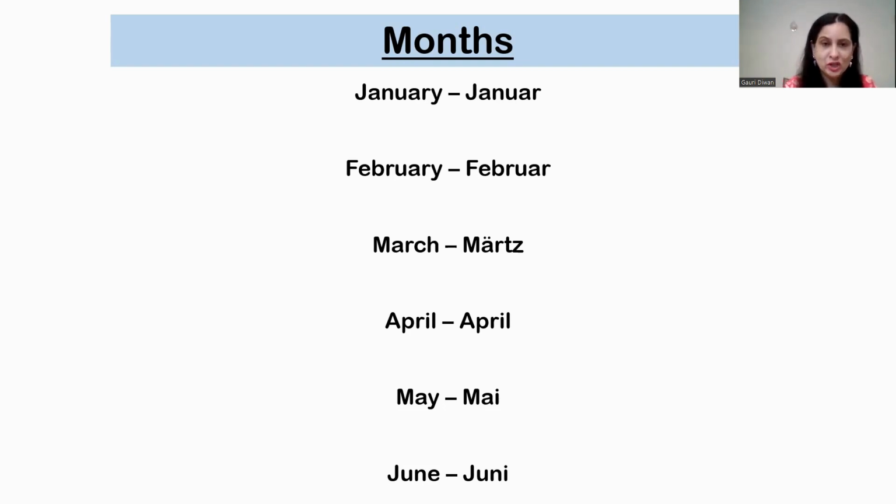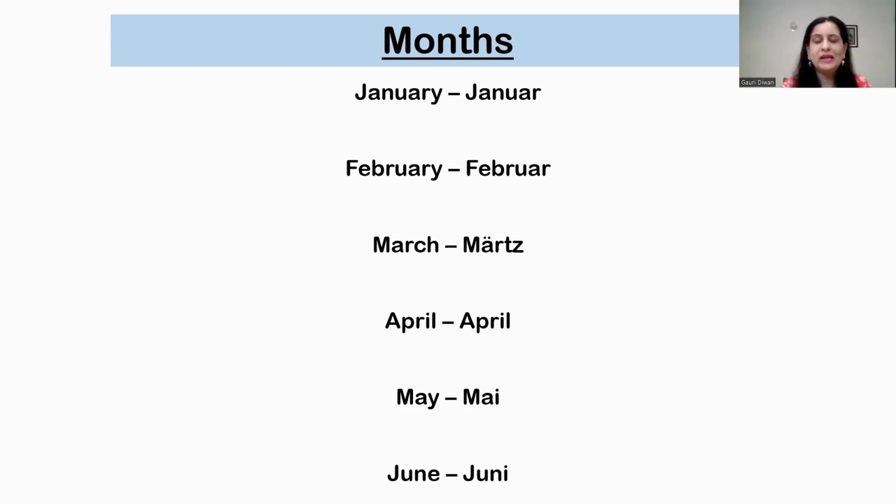Then comes March. For March, it is März. Now, if you see, there are two dots above the A in März. Whenever there are two dots above the A, it is pronounced as a special A sound. So it is März and not March. In my other video called German alphabets, I have explained it in detail. You can go through it.